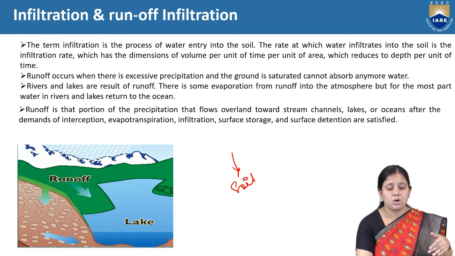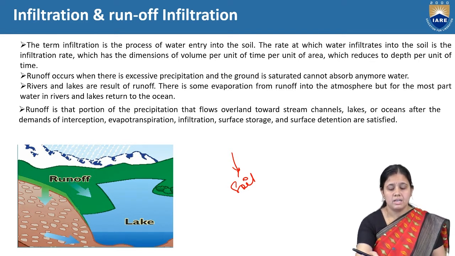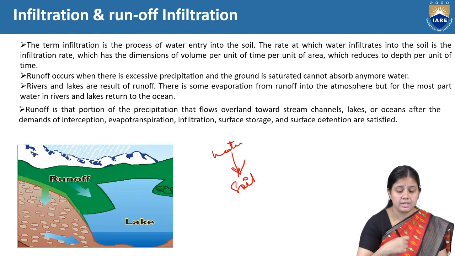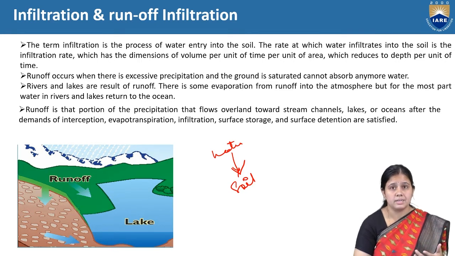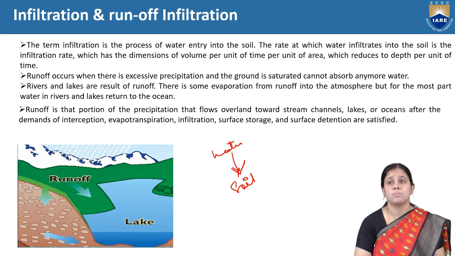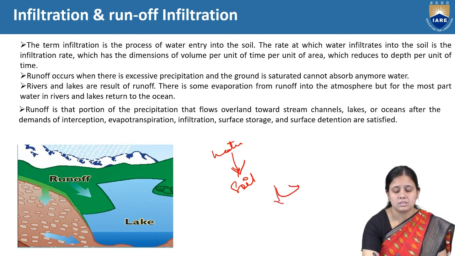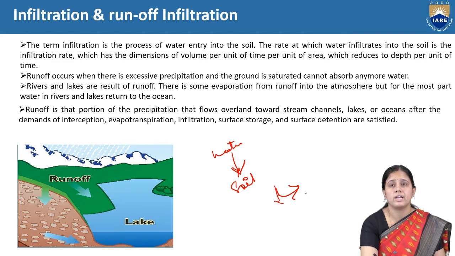The infiltration is the process of entry of water into the soil. That is the main thing. Runoff will occur in the condition when there is too much rain, when there is excessive precipitation and the ground is saturated and cannot absorb more water. So we can say it is a flood. And river and lakes are examples of runoff. When more water is there on the earth's surface, it will convert into a lake or into a river, and the river will change its course from this direction to this direction. This is due to the excessive rain or excessive runoff.